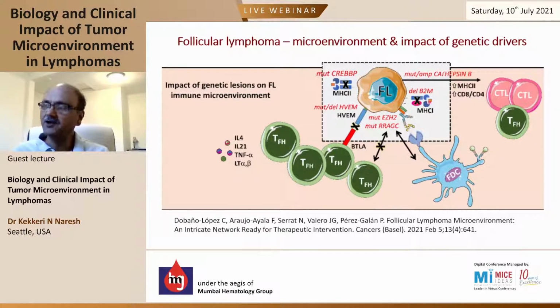These events are also modulated by various genomic events, like mutations in CREBBP resulting in loss of MHC class 2 antigen expression. Similarly, the deletion of the B2M, beta-2 microglobulin gene, results in loss of MHC class 1 antigen. Mutations in EZH2 and RRAGC shift the dependency from TFH cells to follicular dendritic cells, and so on and so forth. So genomic events alter the microenvironment aspects of follicular lymphoma.